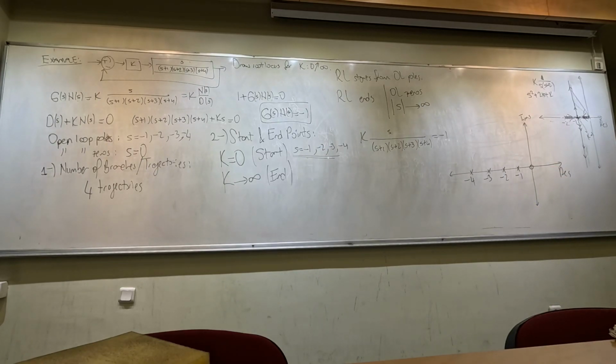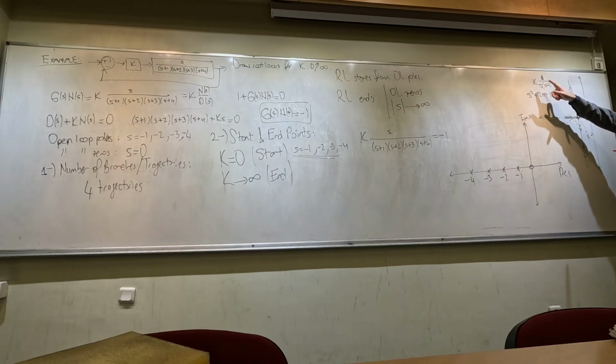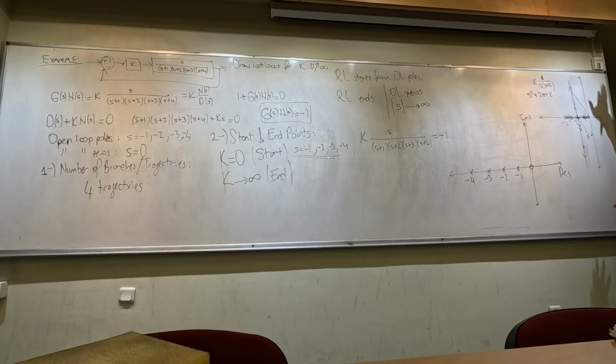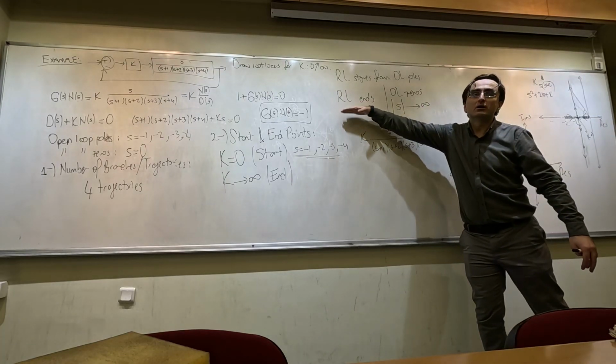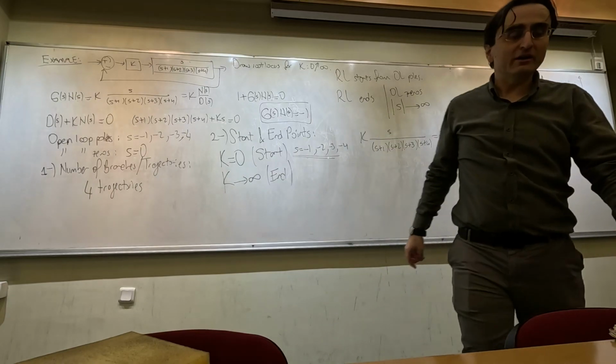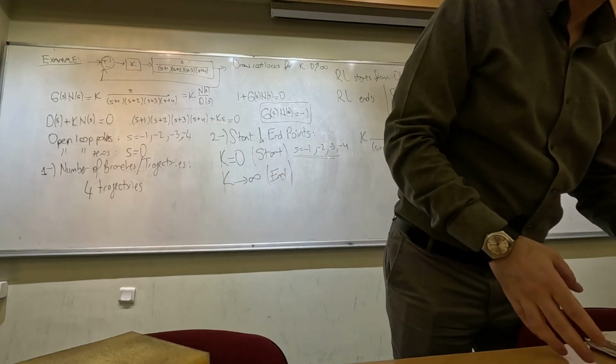Okay? Here, that is what happened. I had 2 open loop poles and 2 trajectories. So these trajectories started from here. I didn't have any open loop zero. As a result, both of the trajectories diverged to infinity. Okay? That is what happened. That is how a root locus ends when it doesn't have a zero to converge to.